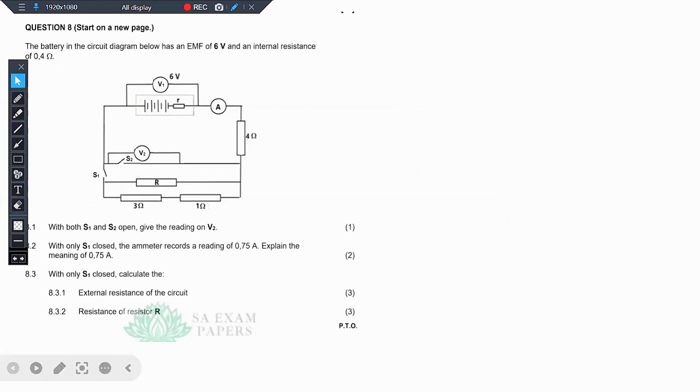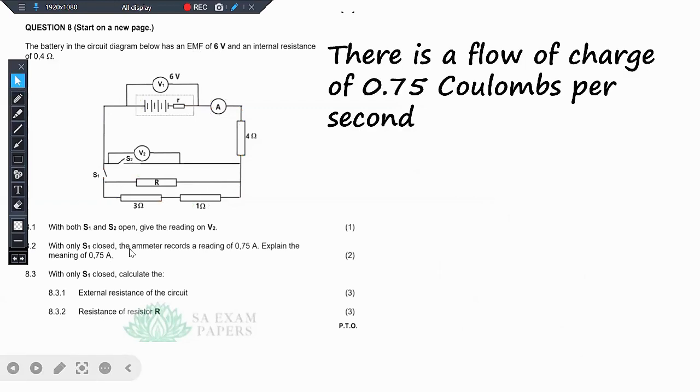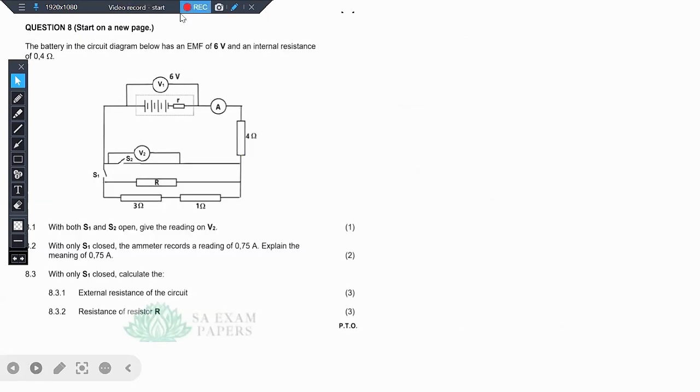So this question still continues on the next page. Okay. We have 8.4. It says S1 is now open and S2 is closed. How will the power dissipated by the 4 ohm resistor change? Right? Only increase, decrease, or remain the same? Explain the answer. So they're saying S1 is now open and S2 is closed. Let's go back to our circuit.